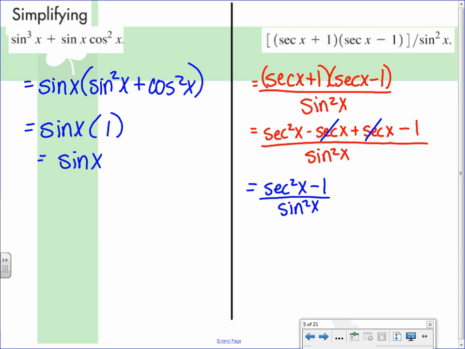As soon as I see something that's squared with a 1 next to it, my eyes go to those Pythagorean identities. Is secant squared minus 1 a thing? It is, yeah, it's one of the alternative versions, right? Secant squared minus 1 is equal to tangent squared. So now I have tangent squared over sine squared.